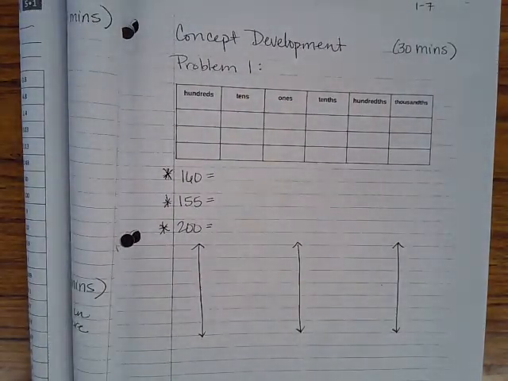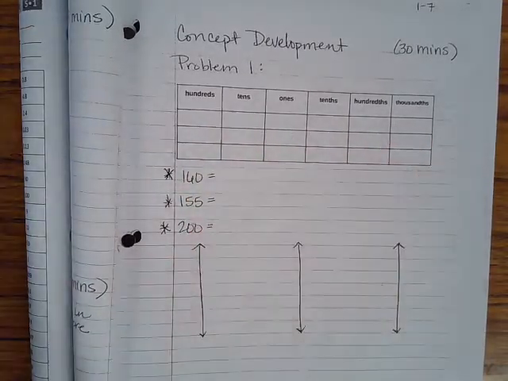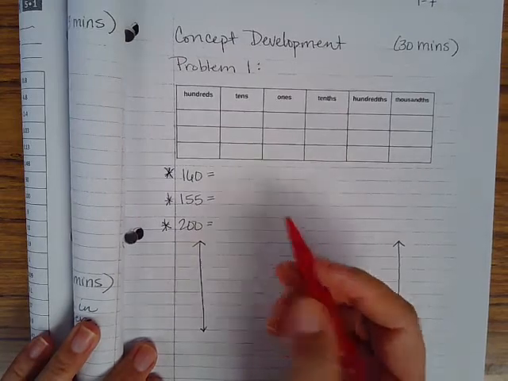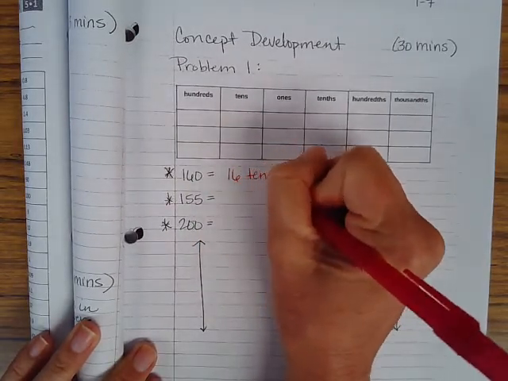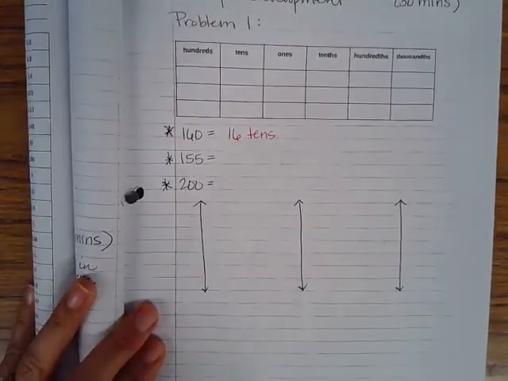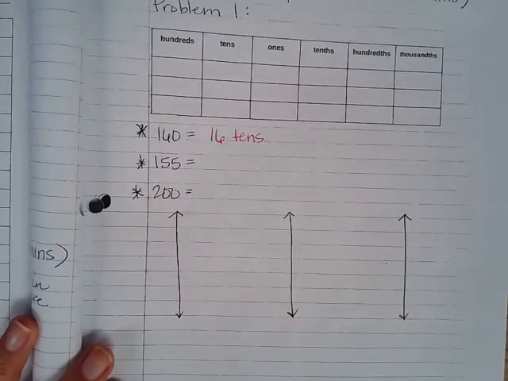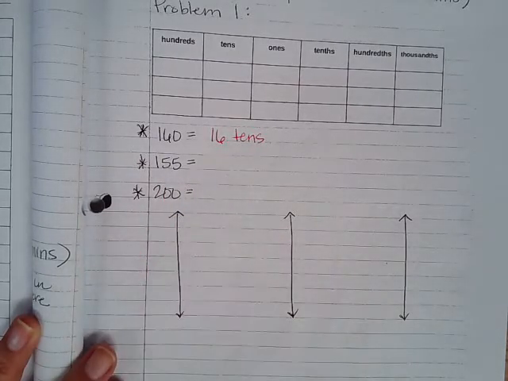What we're going to start with, I have put our place value chart here so you have a reference point. So we're going to take our first number of 160. So 160 is also equal to 16 tens. Yes? 160 is also equal to 16 tens. Now, 155 is equal to what?